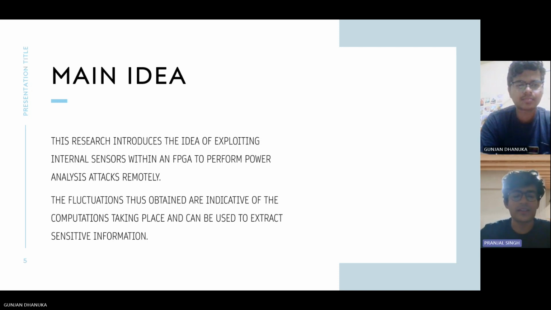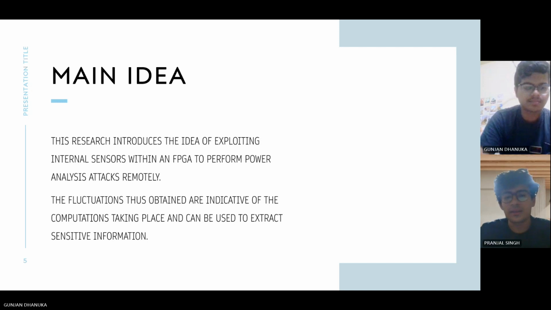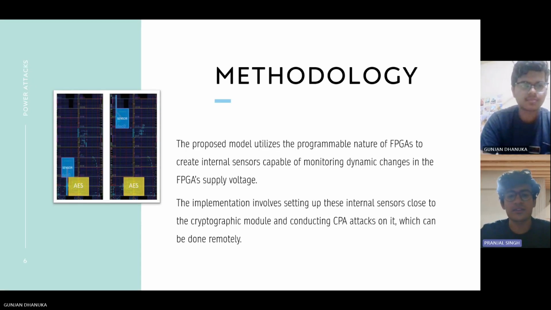The fluctuations that they obtain from the internal sensors are indicative of the computations taking place and can be used to extract sensitive information. So using the internal sensors, the information that they obtain can be used to draw conclusions about the activities taking place inside the system, and thus can be used to reveal sensitive information. So let's look at the methodology followed by the researchers.